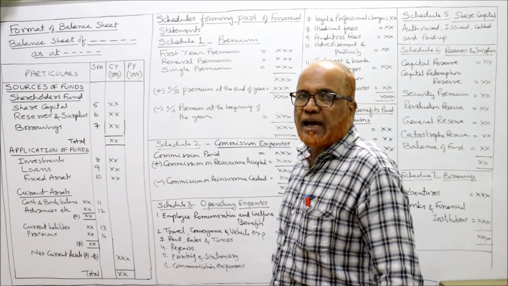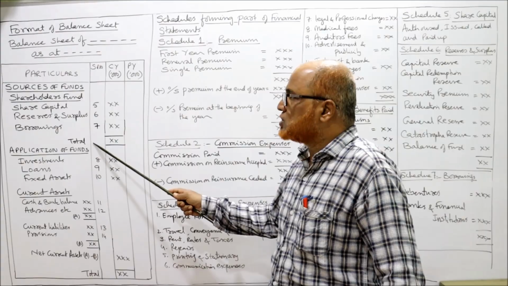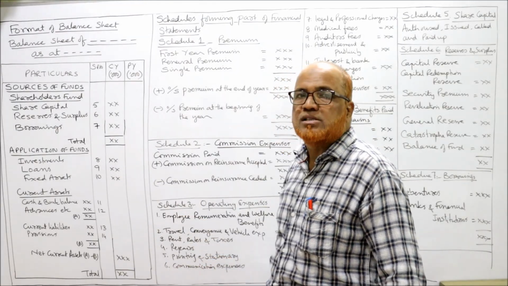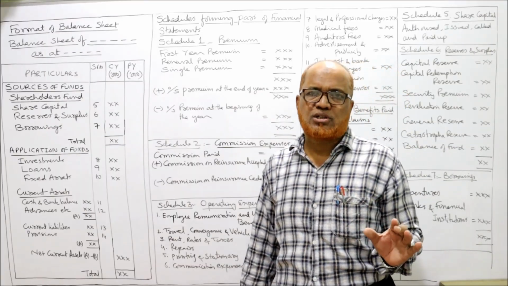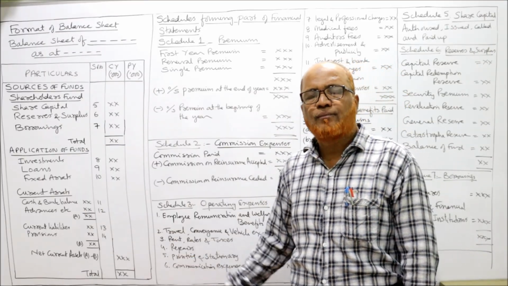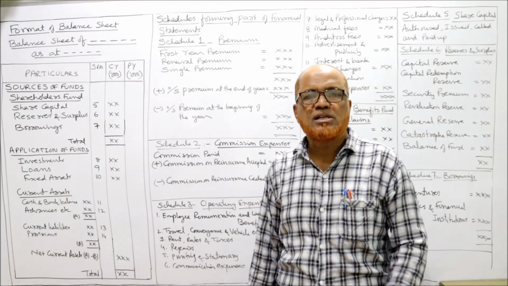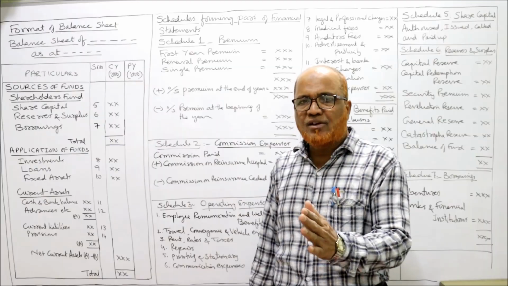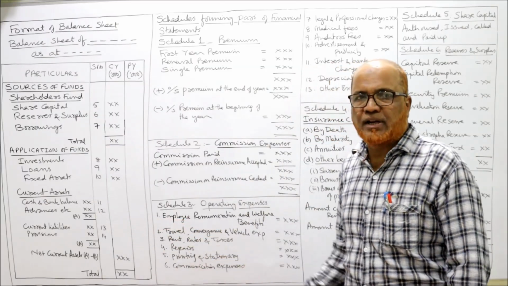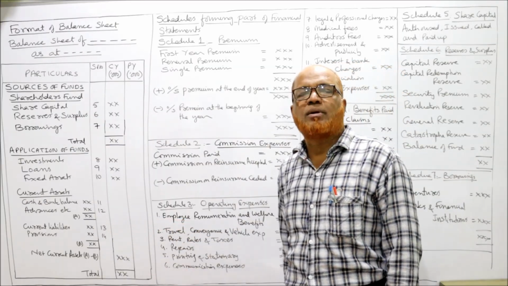If your balance sheet tallies, the total of sources of funds and the total of application of funds must be equal. So this is a brief balance sheet of life insurance companies. This format only we are going to follow in the coming problems. So we have seen the format of the revenue account, the format of the profit and loss account, and the format of the balance sheet.